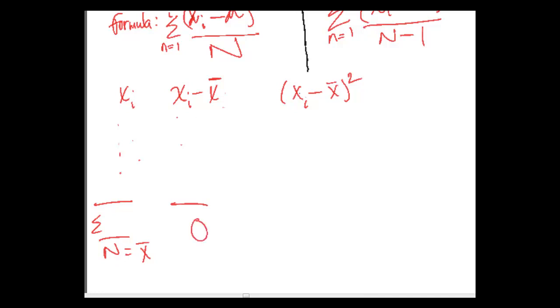And then you square this column to get that column there, add those up, take that answer, divide it by n if it's the population, divided by n minus 1 if it's the sample.